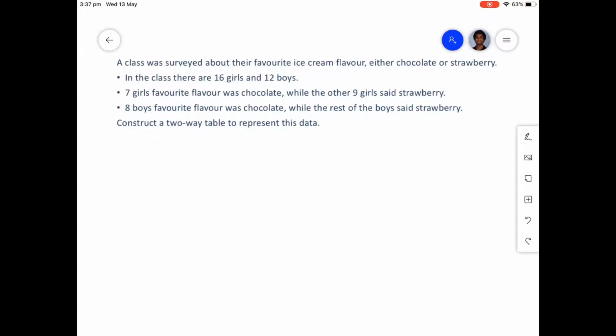A class was surveyed about their favourite ice cream flavour, either chocolate or strawberry. In the class, there are 16 girls and 12 boys. 7 girls' favourite flavour was chocolate, while the other 9 girls said strawberry. 8 boys' favourite flavour was chocolate, while the rest of the boys said strawberry. Construct a two-way table to represent this data.